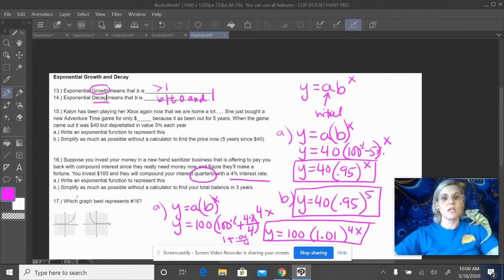So on B, if I want to figure out my balance in 3 years, I'm going to use that function, 100 times 1.01. I'm plugging in 3 for x, so to the power of 12.